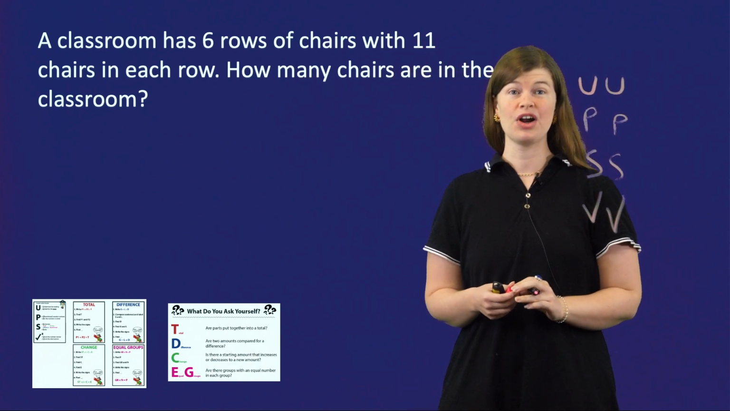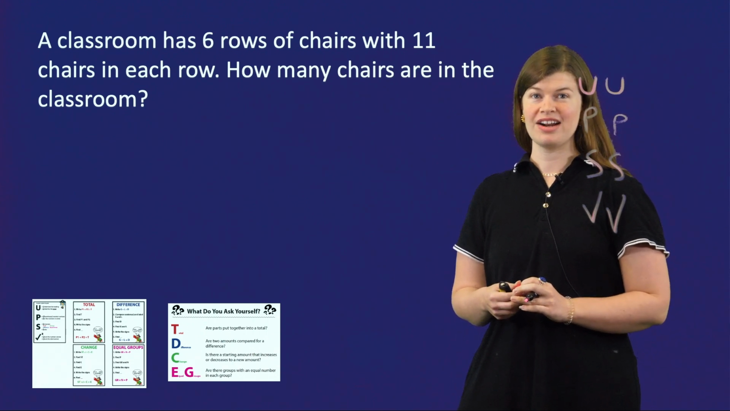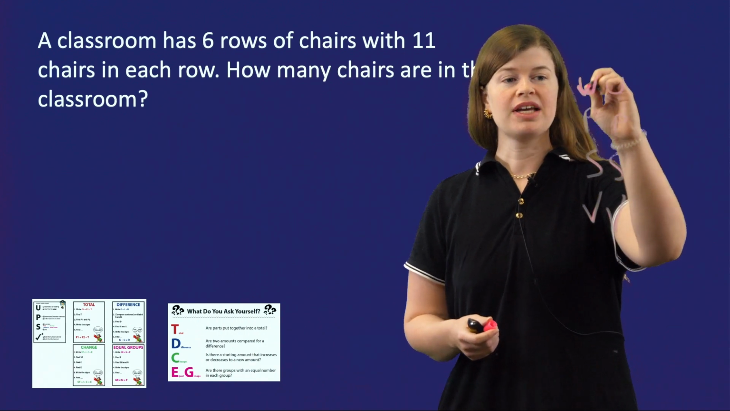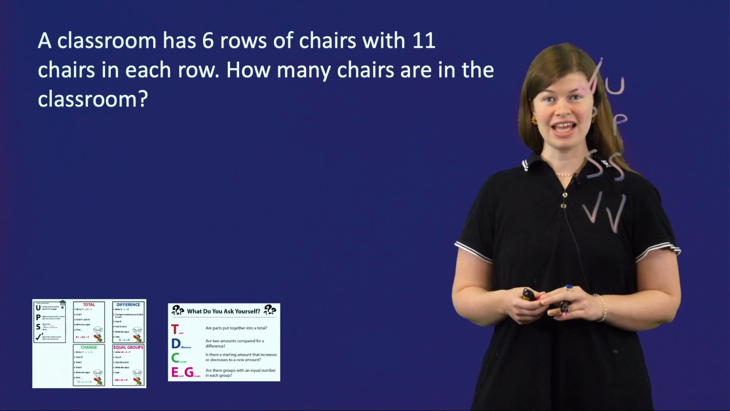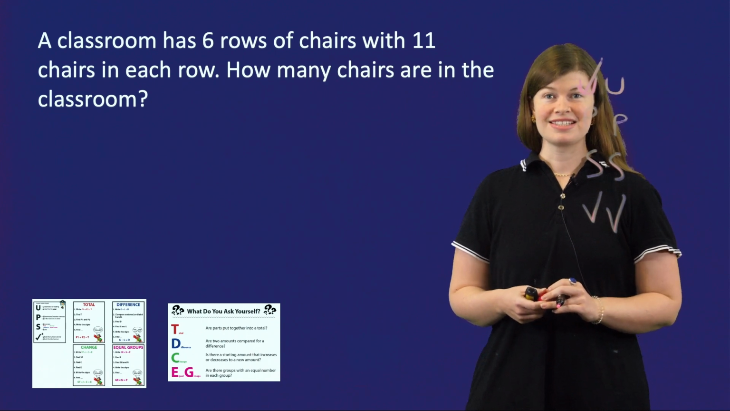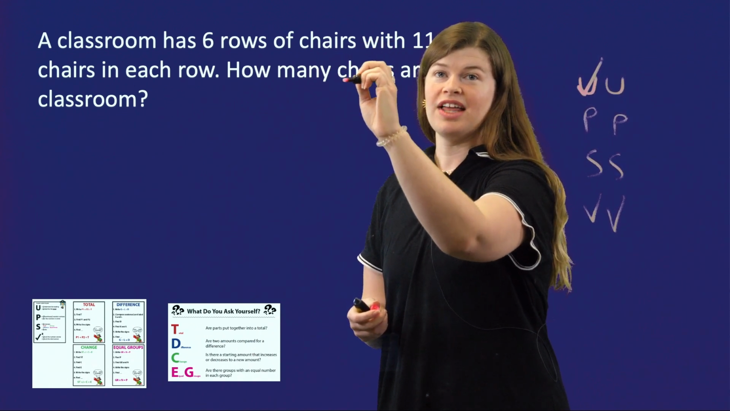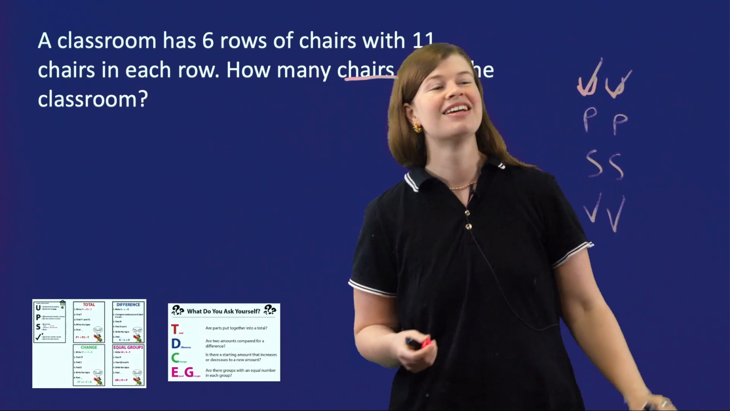Our first U stands for understand by reading, so let's read. A classroom has 6 rows of chairs with 11 chairs in each row. How many chairs are in the classroom? I can check off my first U because I understood by reading. Our second U stands for underline the label. Our label is typically in our question sentence. Our question sentence says, how many chairs are in the classroom? I know this question sentence is about chairs, so I'm going to underline chairs. And check off my second letter U.